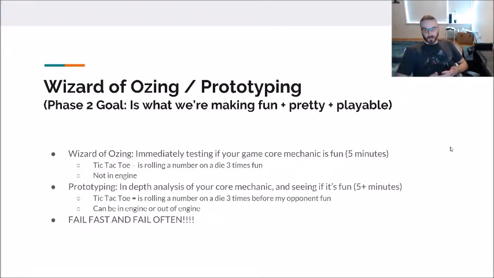So an example of Wizard of Ozing for tic-tac-toe is, if I roll a 6-sided die, is it fun to roll a 6-sided die until I get the number 3 times, or until I get the number 6 3 times, or until I get the number 1 3 times, or whatever it is? That is how you Wizard of Oz tic-tac-toe.